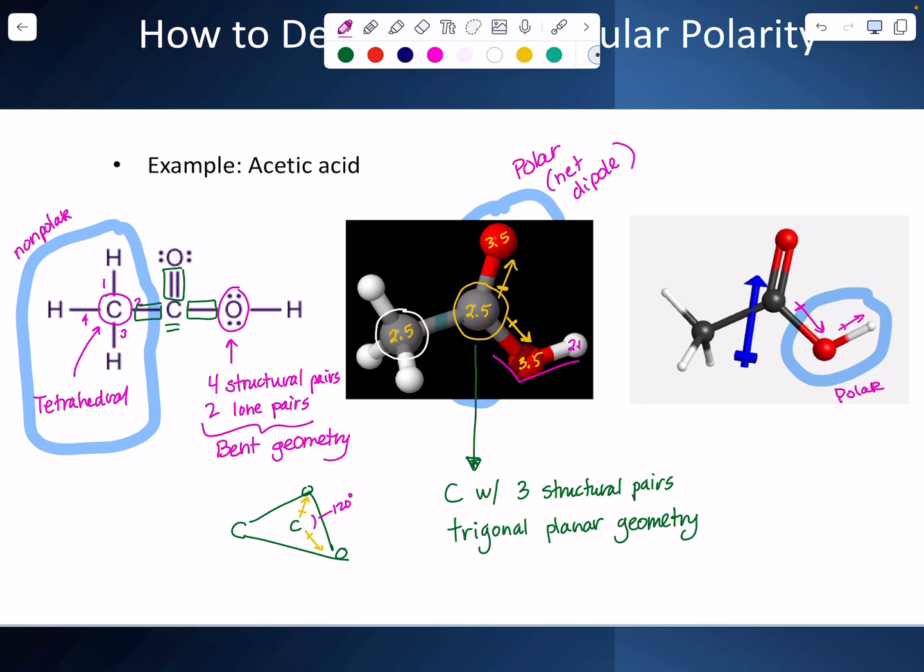So the last thing that you see here, this picture, was generated using WebMO, and that is the molecular dipole. If you took the shape of the molecule and added up all of these little individual dipoles that we figured out, taking into account the magnitude of the uneven distribution of charge, this is what you would get. So this is the overall molecular dipole.